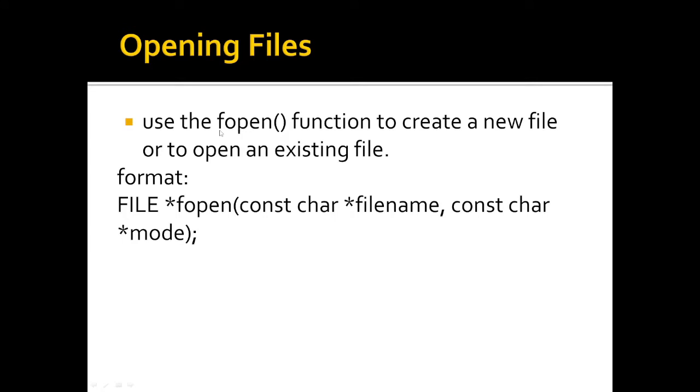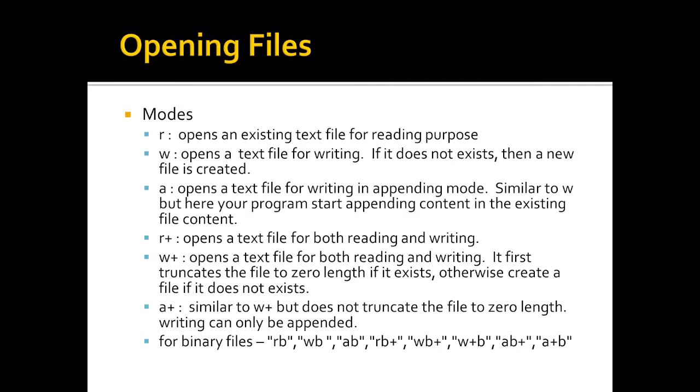Opening files. In C language, we use the fopen function to create a new file or to open an existing file. The format is, with the FILE data type, we have fopen and then the constant character or the file name, followed by the mode. For modes, these are the modes that we can use.